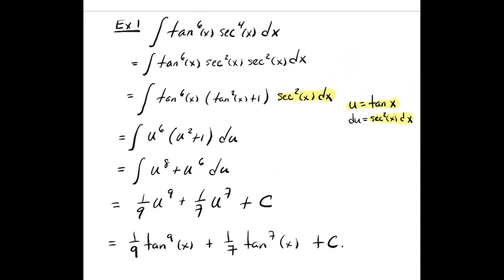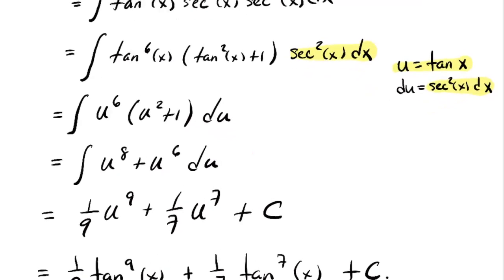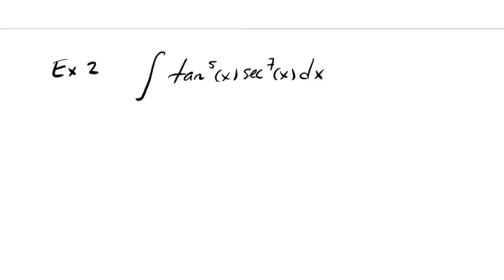Why did the technique work? I'm hinting at my strategy here. This technique worked because I had a power on secant that was, first of all, big enough and even, so that when I pulled off a secant squared, what remained could be written in terms of tangent. So letting u equal tangent turned that into a polynomial in u. Okay, that's the executive summary. Let's look at another one.